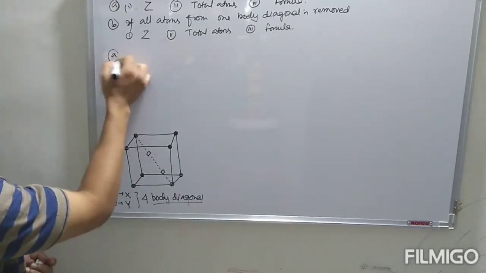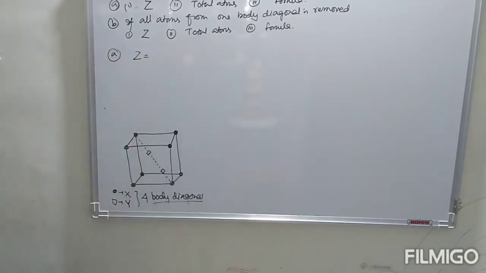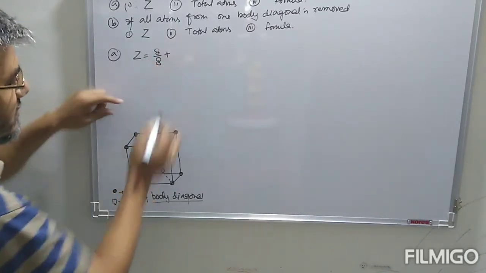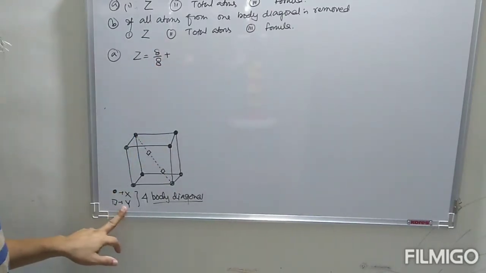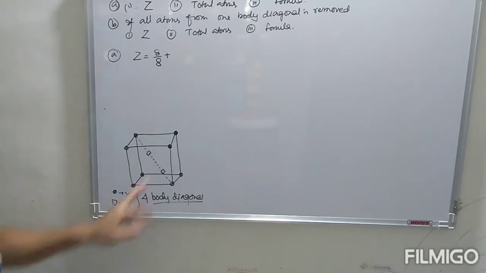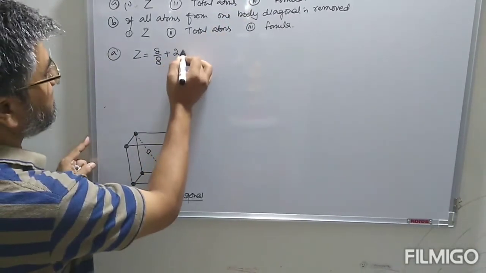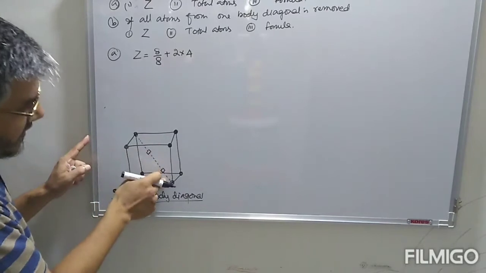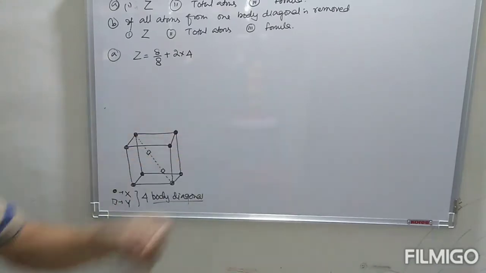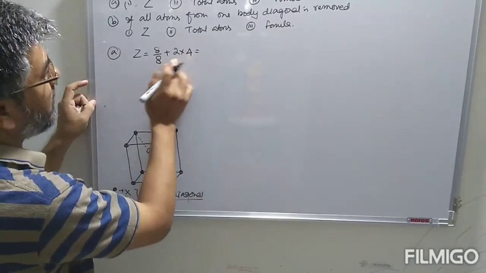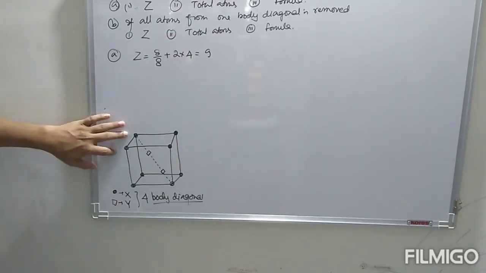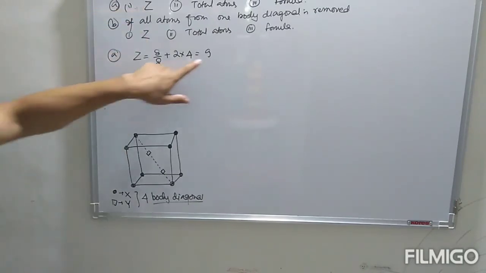So coming to the question: we have corner atoms X. The number of corner atoms is 8, so the contribution is 8 by 8. Now we have Y: the number of body diagonals is 4, and each body diagonal contains how many Y atoms? 2 atoms. So 2 into 4, because the body diagonal is the exclusive property of a single cube. It will not be shared with another cube. So this comes out to be 1 plus 8, that is 9. So the effective number of atoms per unit cell is 9.